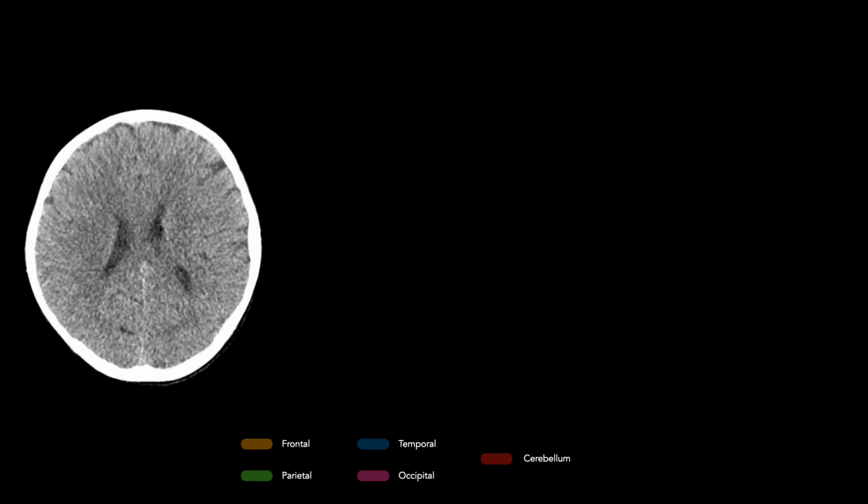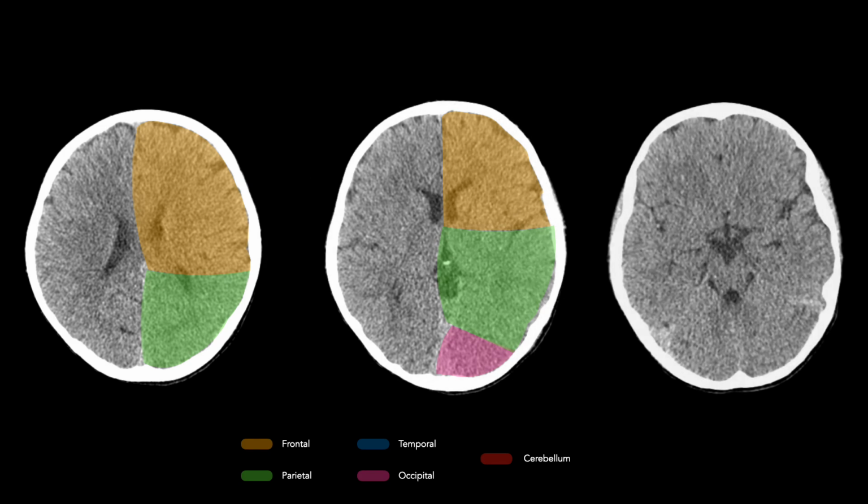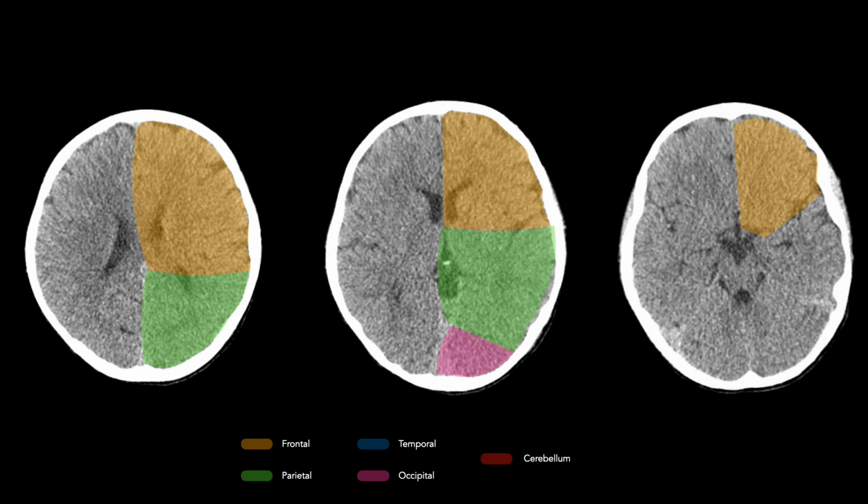Here are the brain regions highlighted on a CT scan. This is the frontal lobe, and here is the parietal lobe. The cuts keep going further down. Here is the frontal lobe, parietal lobe, and the occipital lobe starts to appear. The further down we go in our cuts, we have the frontal lobe and the temporal lobe.